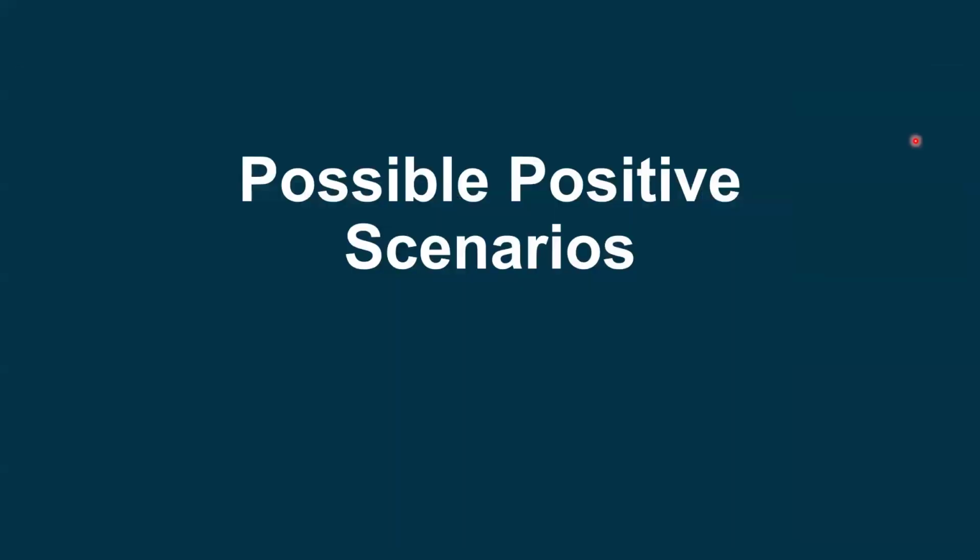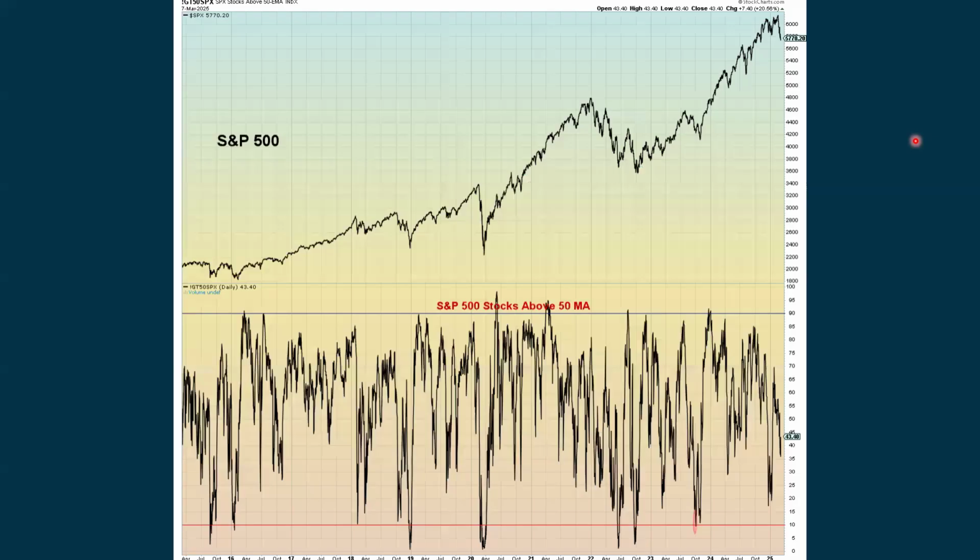Then possible positive scenarios. And I've been using some additional charts that I typically show in the daily video, but these are just to give us some ideas of, are we hitting some kind of a bottom that we can come up out of? Well, we look at the S&P 500 and those stocks above their 50-day moving average. And the takeaway from this is that we're below 50. So that's more negative in the intermediate term. That's the 50-period moving average.